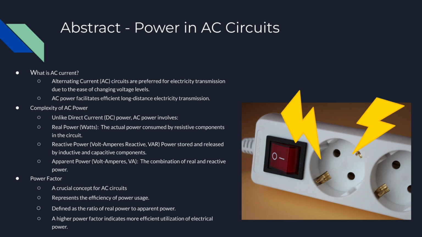Complexity of AC power. Unlike direct current, DC power, AC power involves real power, the actual power consumed by resistive components in the circuit, reactive power, power stored and released by inductive and capacitive components, apparent power, the combination of real and reactive power. We also have power factor.